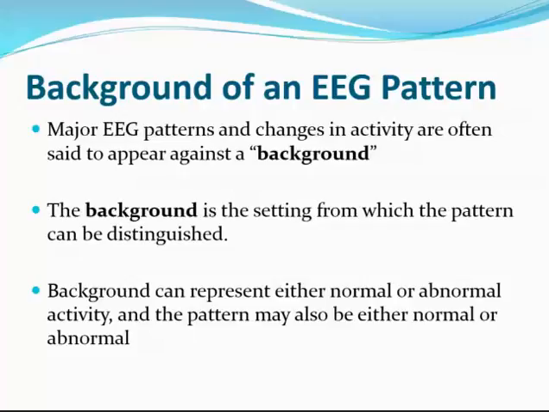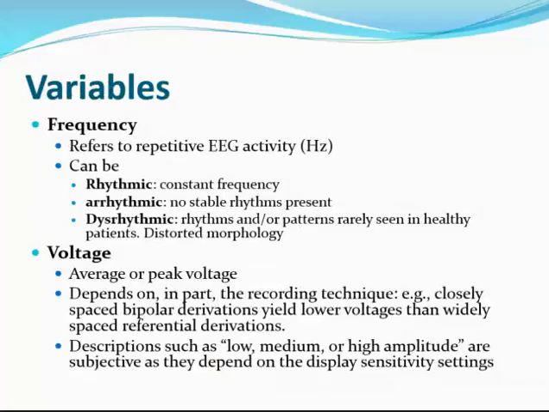It is the main activity that you can see, and then there's something that stands out from that main activity. That's your background. Background can represent either normal or abnormal activity, and the patterns may also be either normal or abnormal. Now let's look at the variables. Variables include frequency, voltage, and other issues that we'll describe in the next series of slides. Frequency refers to repetitive EEG activity and is measured in hertz.